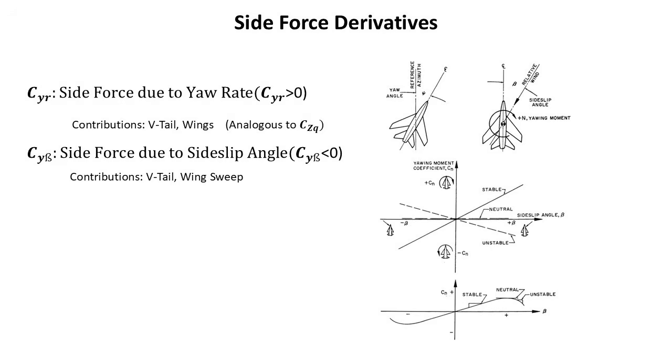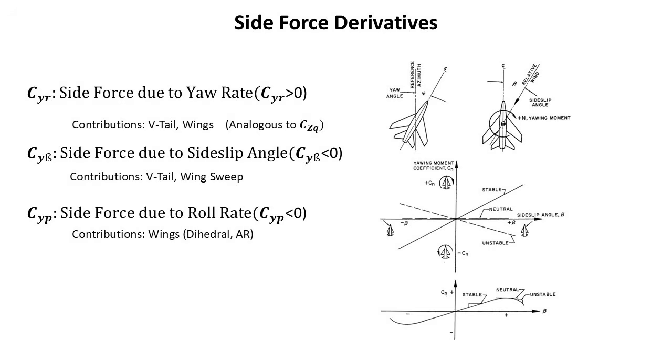CY beta describes how the side force changes in response to the side slip angle, and this should be negative to resist side slip. CY beta helps the aircraft weather vane, which ensures that after a side slip disturbance, the aircraft will naturally align itself with the airflow, and the vertical tail again is the major contributor to this derivative, and since the contribution goes to 0 for a tailless, finless flying wing, the aircraft must generate its stability through a combination of wing twist, taper, and sweep.